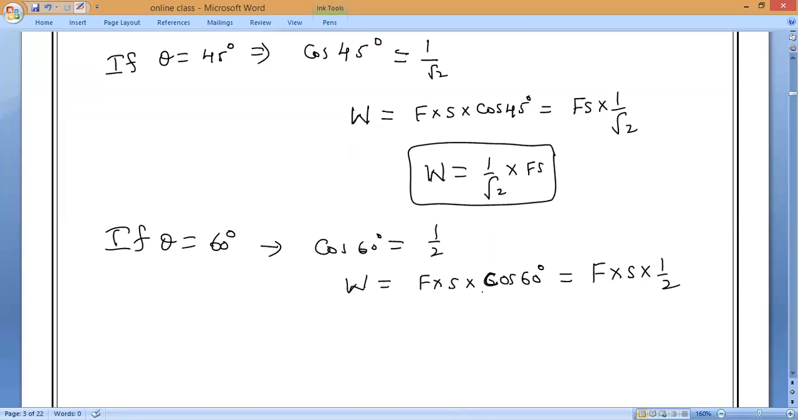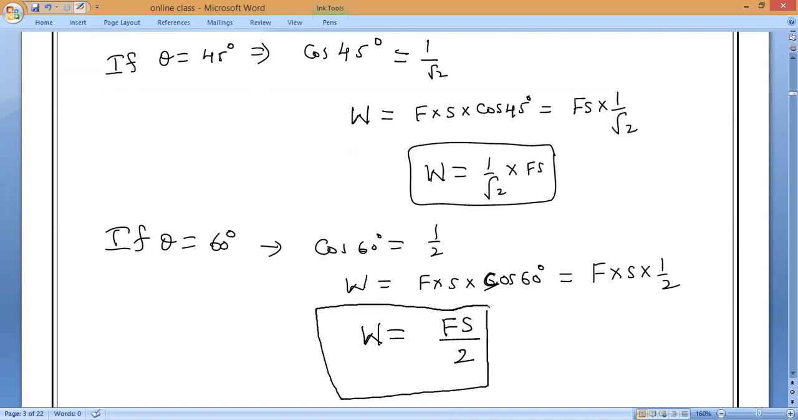Work done is equal to, can I write Fs by 2? Is it right or wrong? All of you verify it. Yes, sir.